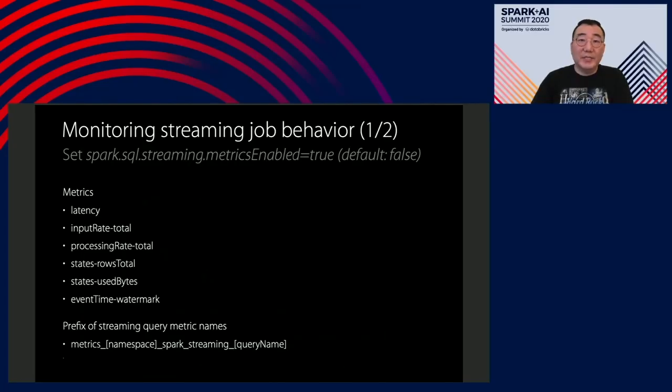Streaming job monitoring needs additional configuration. The spark.sql.streaming.metric enable. Then you can get 6 useful metrics: the latency, input rate, processing rate, state loss, and state byte, and event time watermark. This metric has a common prefix with metric namespace and query name part. So to track the metric consistently, it's highly recommended to set namespace and query name consistently from the beginning.